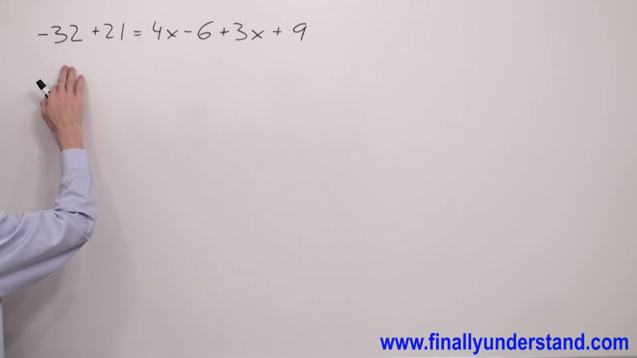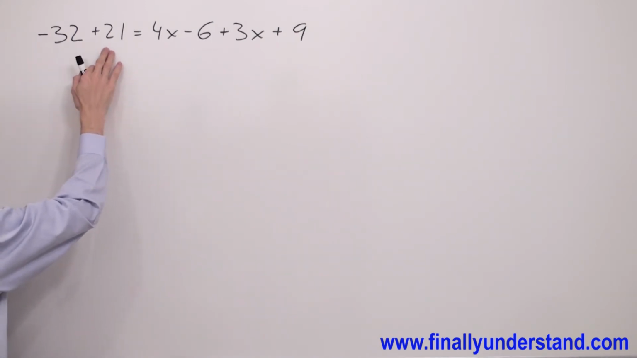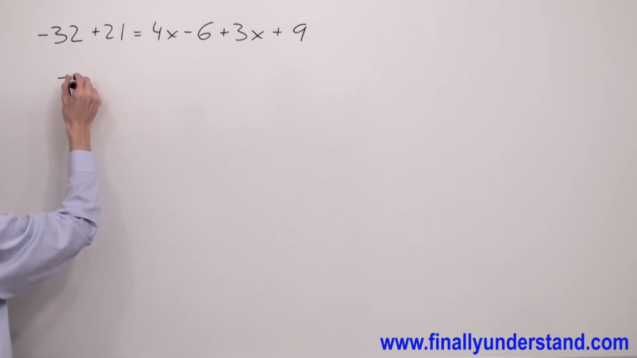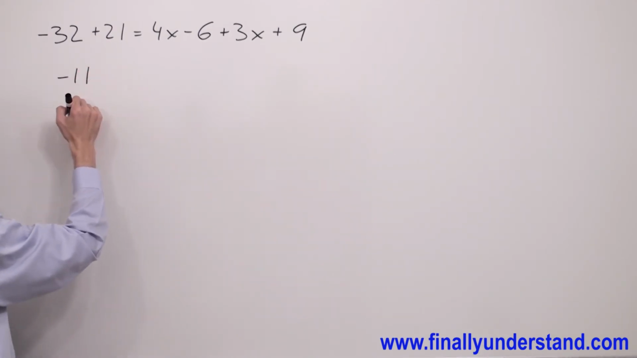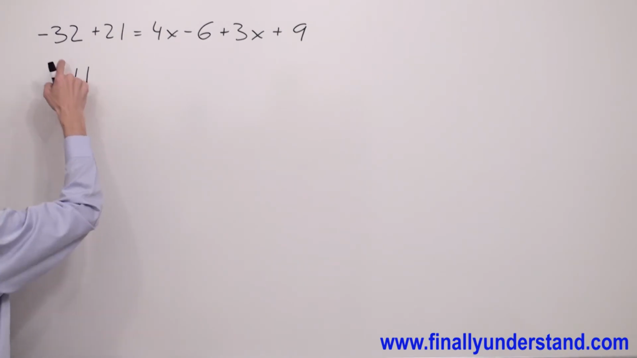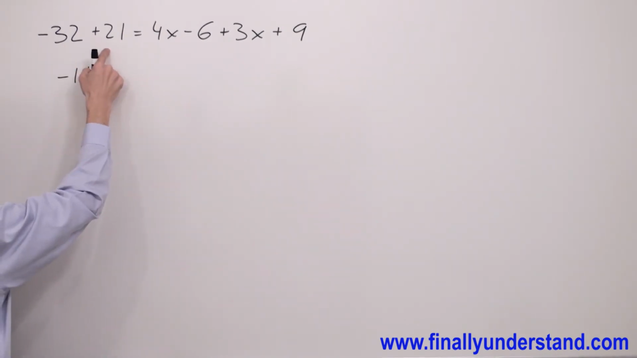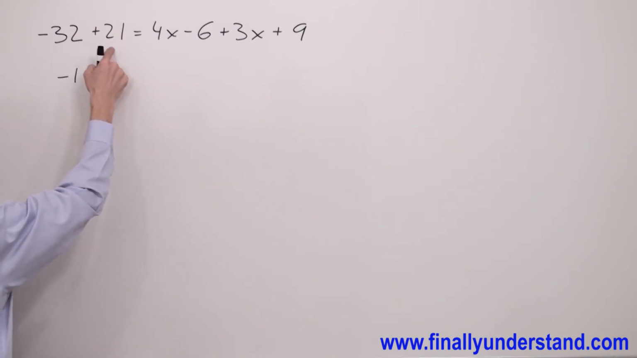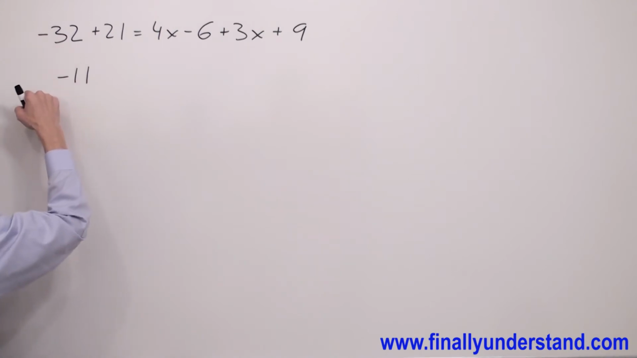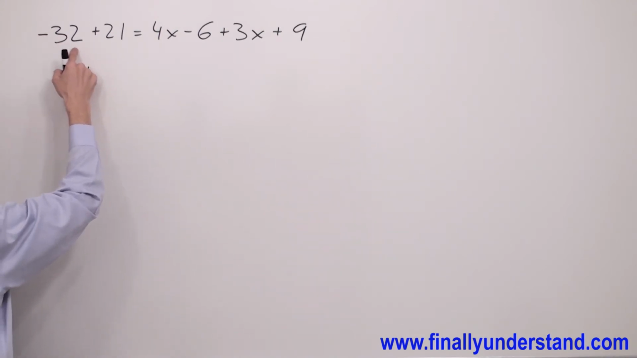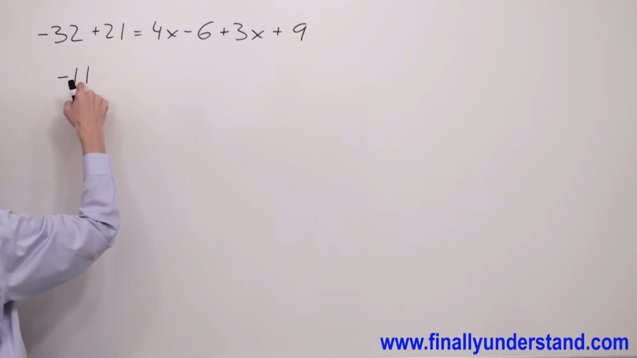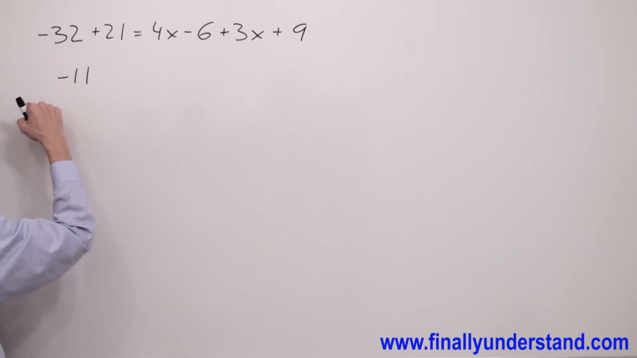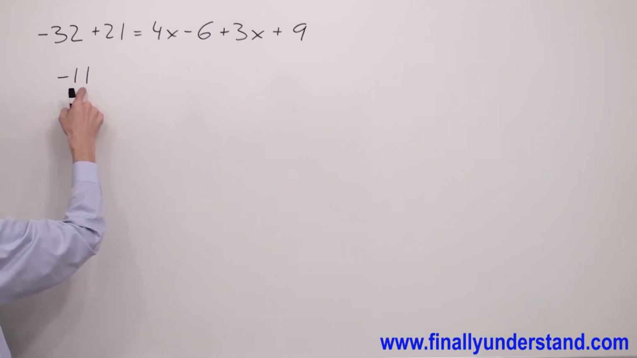On the left side of my equation, I have minus 32 plus 21. Minus 32 plus 21 is equal to negative 11. Why? Remember, anytime we add a negative number to a positive, we're supposed to perform the subtraction. From the bigger number, subtract the smaller number and keep the sign which is next to the larger number. In this case, I have 32 minus 21 is equal to 11, and I'm supposed to keep the sign which is next to the larger number. That's why I have negative 11.